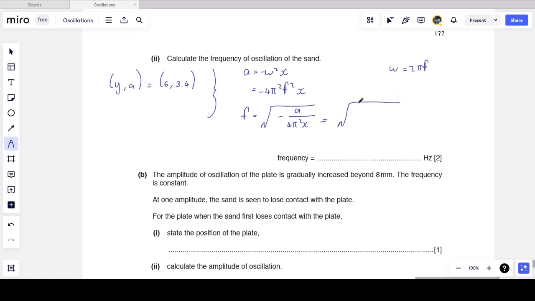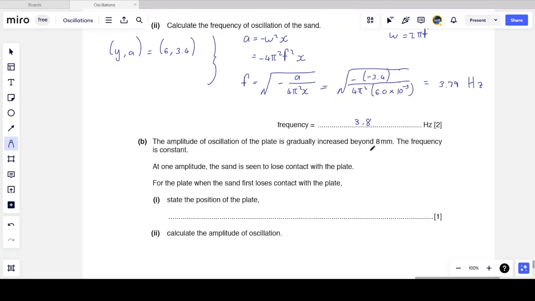I can take the points I've chosen, which is minus 3.4 meters per square second over 4 pi squared, and the position at that point of the displacement is 6 times 10 to the minus 3, because we have to convert this to meters. And what we get is a frequency of 3.79 hertz. Again, to two significant figures, 3.8 hertz. So simply we can calculate the frequency of oscillation for the sand.